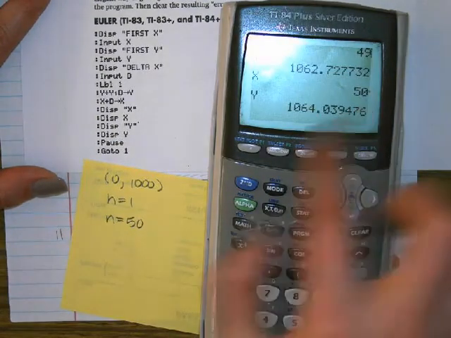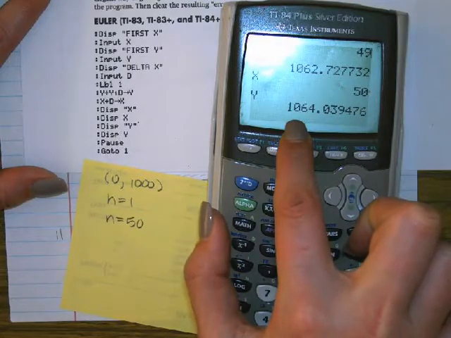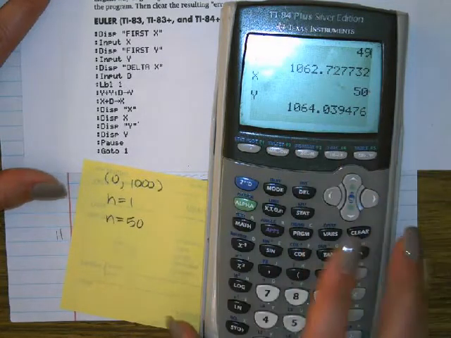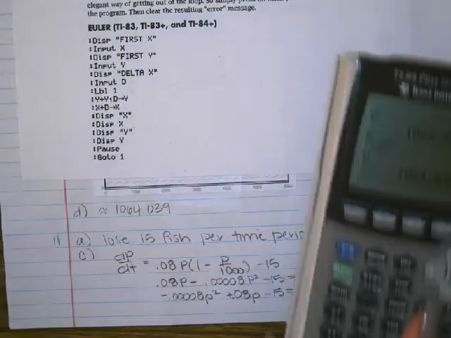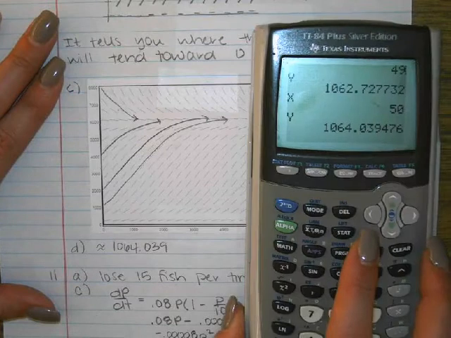So for the 50th, you should have 1,064.039. That was the actual answer for number 2, part D. Okay?